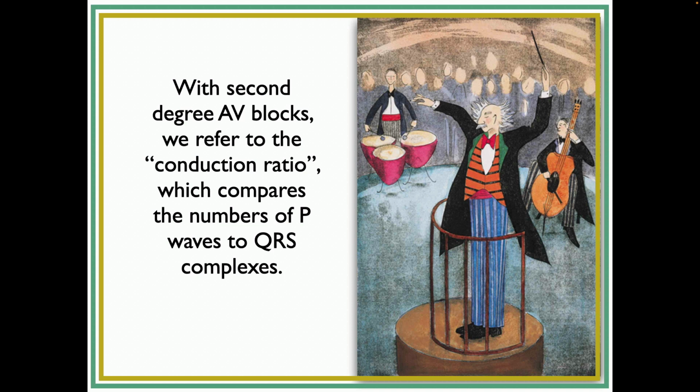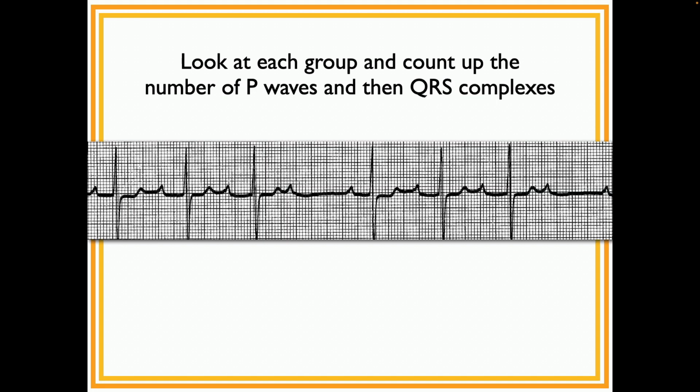So with second degree AV blocks, and this is true of both second degree type 1 and second degree type 2, which is our next one we're going to talk about, we refer to the conduction ratio, which compares the number of P's to QRS complexes in each group. Okay? So first of all, we only talk about conduction ratios within a group. The first thing you have to be able to do is look at the ECG strip and say, well, what's the group?